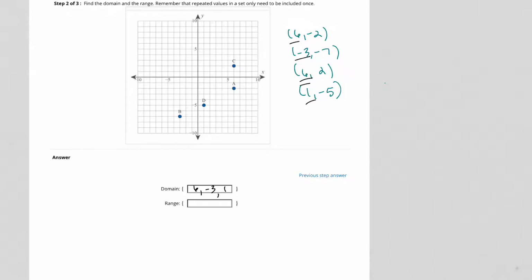My range are my y values, -2, -7, 2, -5. You could read those off the graph, but if you've got your ordered pairs, just putting that from the ordered pair list works just as well.